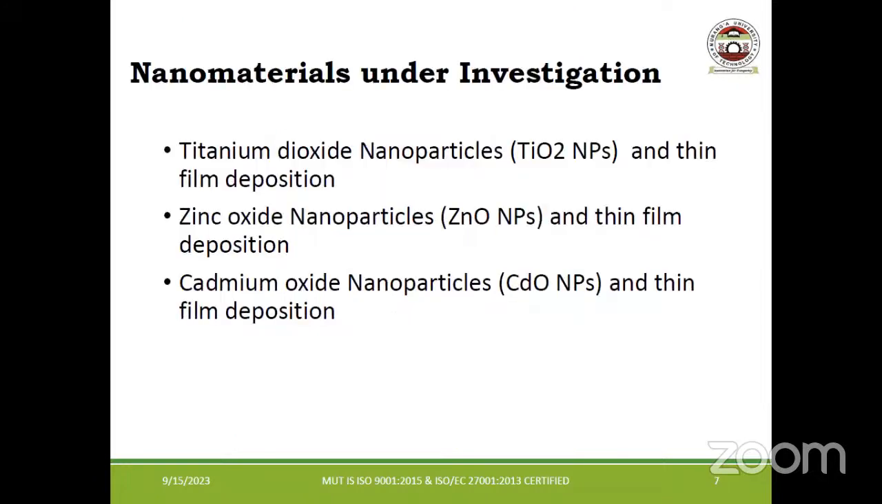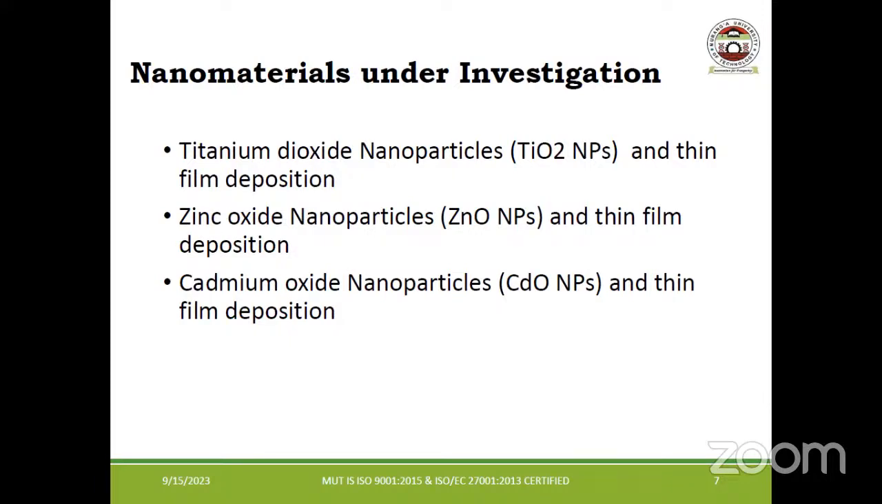The nanomaterials which we are currently researching on, we have three main compounds. We have titanium dioxide nanoparticles, which after optimizing the nanoparticles, we deposit the thin films. Now, for us to fabricate a solar cell, we use a thin film. So we start our project all the way from synthesizing the nanoparticles, which are the titanium dioxide. Then after getting the optimized, we deposit on a thin film to grow the nanorods, which are now used in the application of the solar cell.